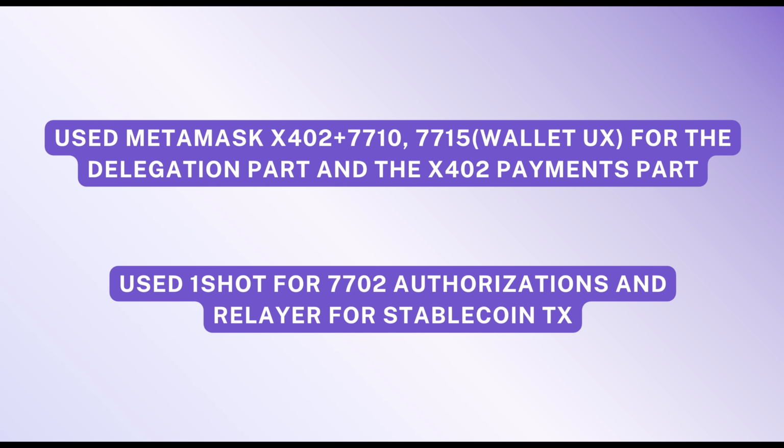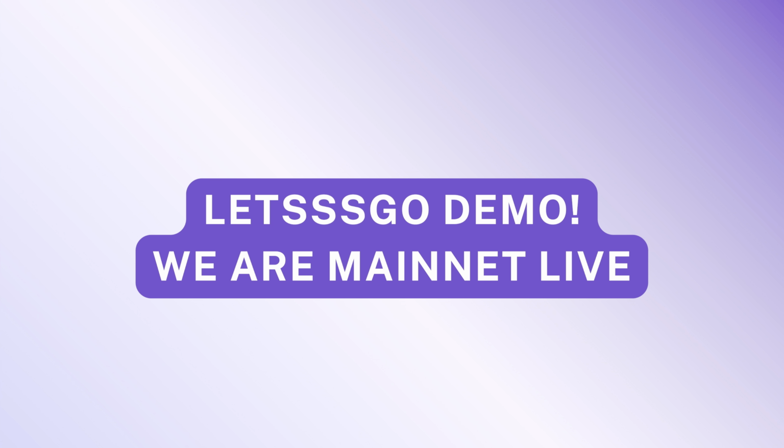And we're using Metamask 7710 for the delegation part, and for the payments part we are using X402 for the micro payments. And we use One Shot, where the originally owned account is converted into a temporary smart account. For that, One Shot pays in USDC, and also for the relayer for the stablecoin transaction. And yeah, we are mainnet live, and let's get on to the demo right now.